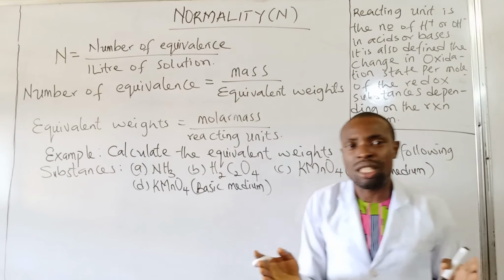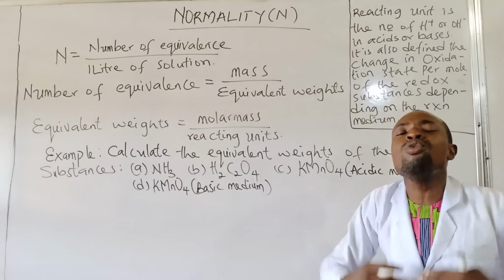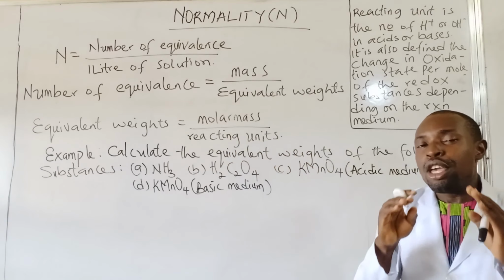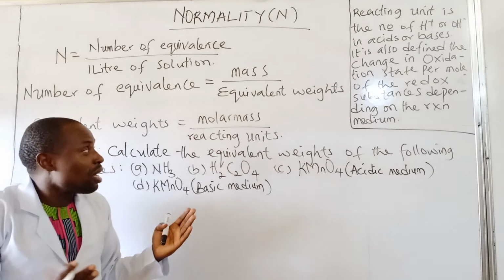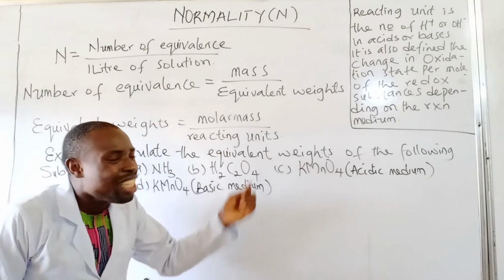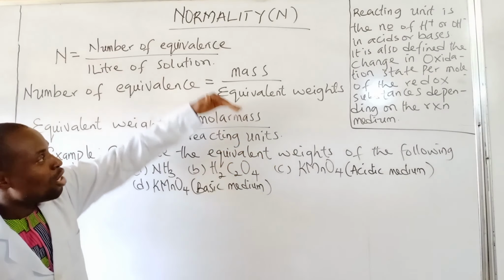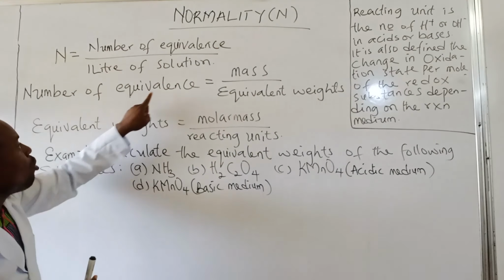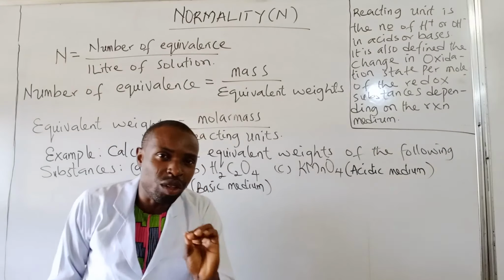Now we move to talk about what we call equivalent weight. Equivalent weight is the molar mass, or formula mass, or the molecular mass, divided by your reacting units. Now, these reacting units can be a problem to some students, not knowing how to get them, because if your reacting unit is not properly obtained, you can have incorrect answers while trying to get your normality, because in getting your normality you must get your number of equivalents and your equivalent weight.